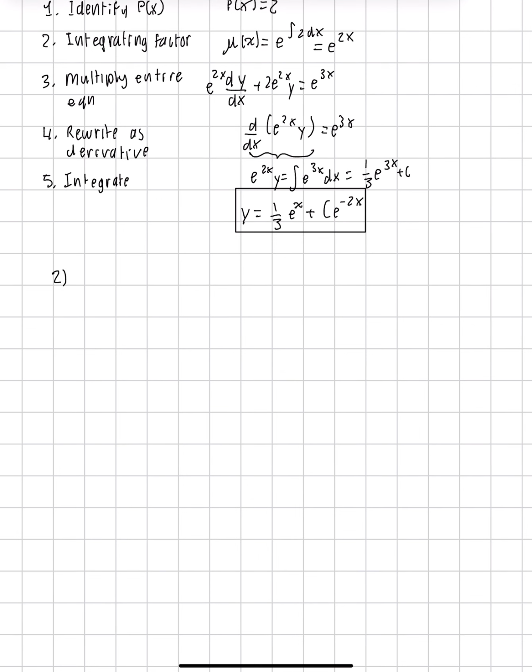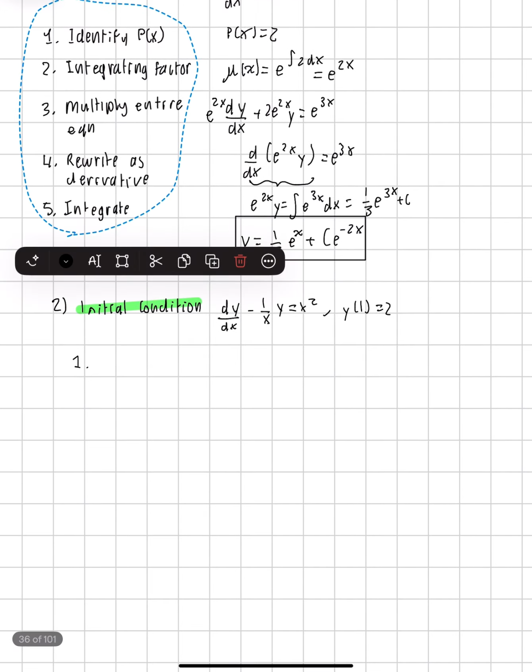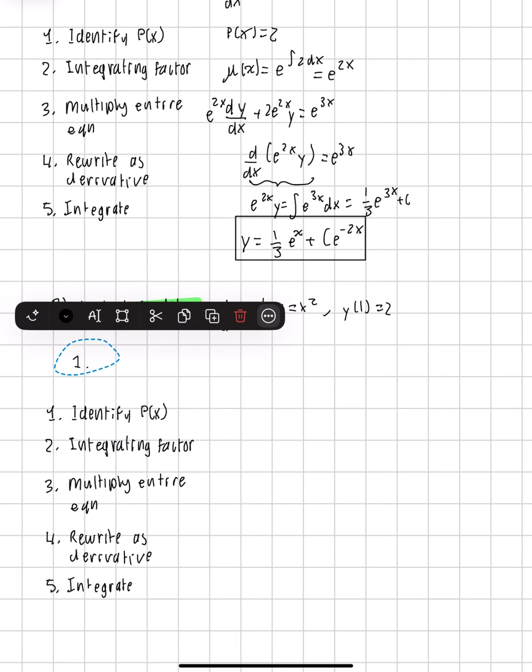So for this problem, let's say that we have dy over dx minus 1 over x times y is going to be equal to x squared. And let's say that we have the initial condition y of 1 is equal to 2. So this is a problem with an initial condition. So let's start off with this problem. These are generally just going to follow this process.